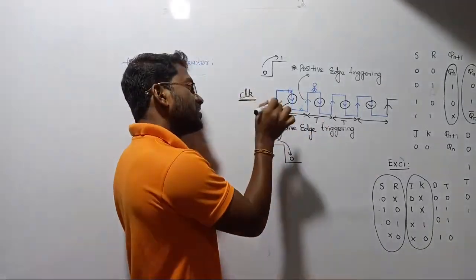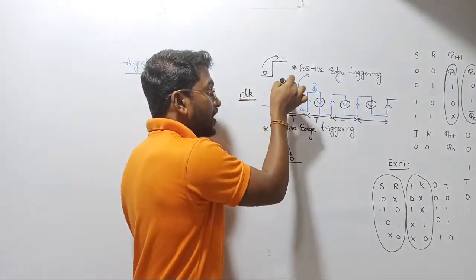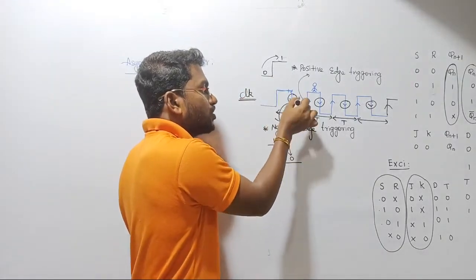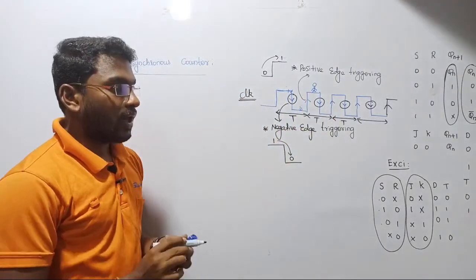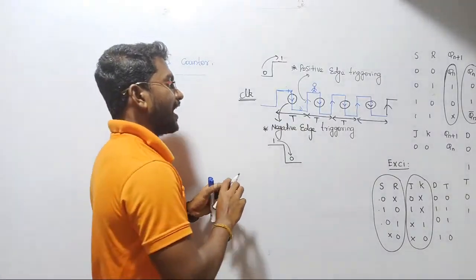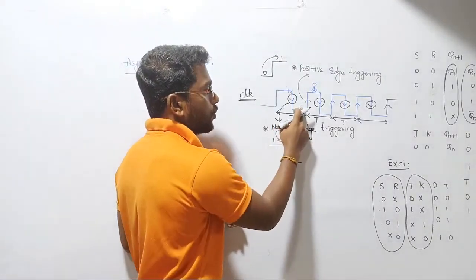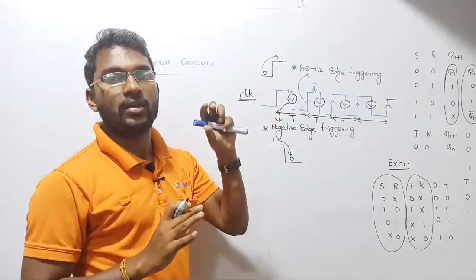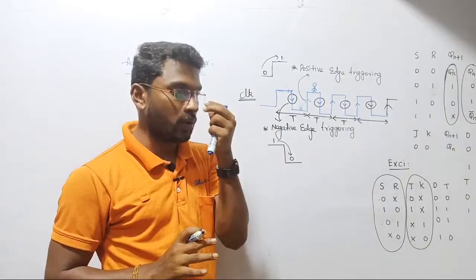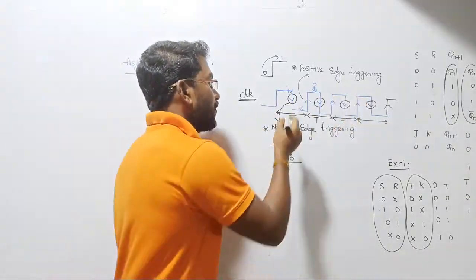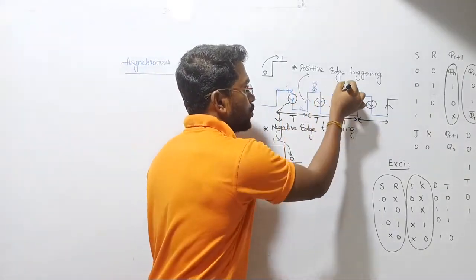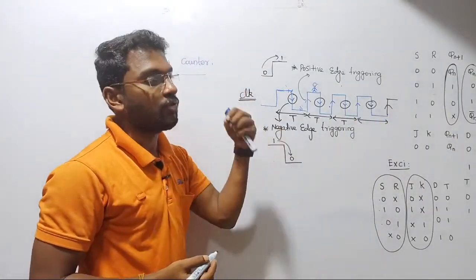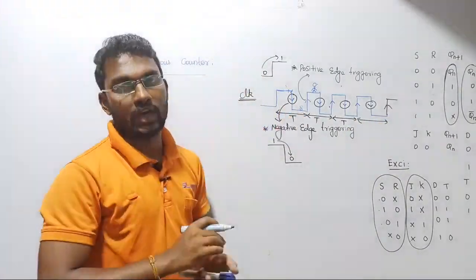Coming back, edge triggering in the sense you will have to trigger the circuit whenever your value is going from 1 to 0 or 0 to 1. That's all. So positive edge triggering means, in the clock pulse, whenever the value goes from 0 to 1, 0 to 1, 0 to 1, if you trigger the circuit only at that time, that is called positive edge triggering. Negative edge triggering means whenever your value is going from 1 to 0, 1 to 0, 1 to 0, if you are triggering the circuit at that time, then that is simply called negative edge triggering.